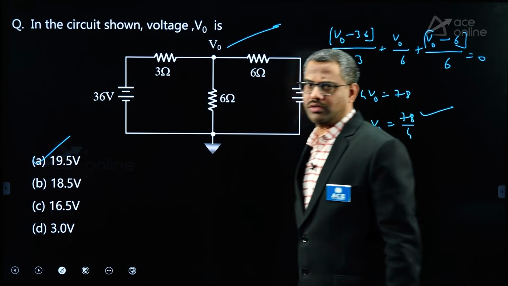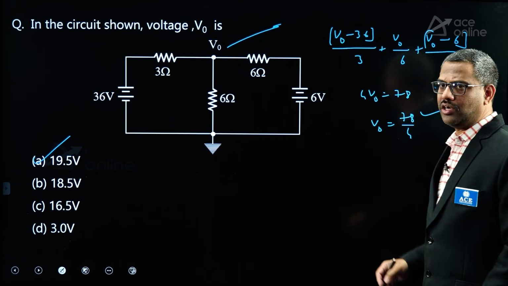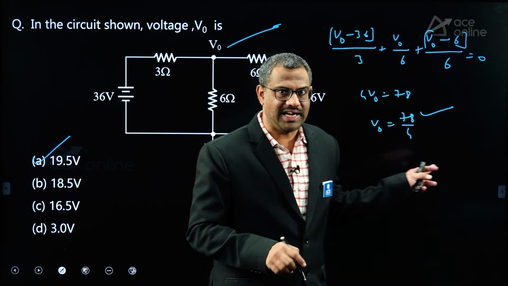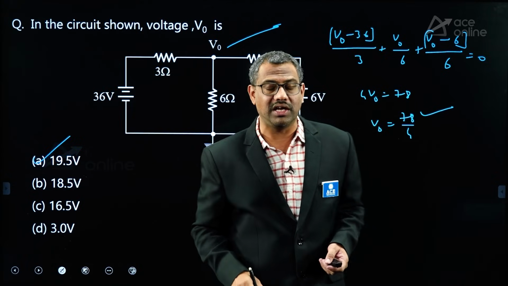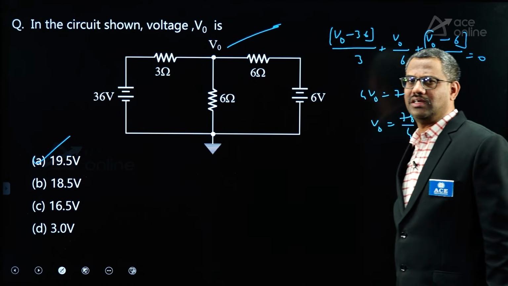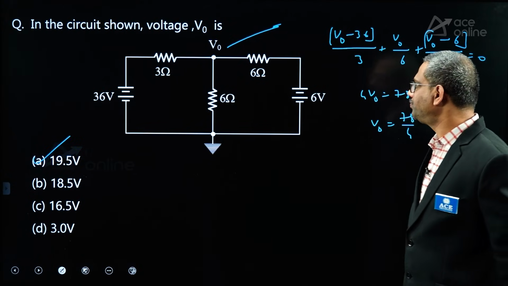Yes, 78 by 4. Almost, think about it, sir. See calculator, 80 by 4 is almost. See 78, nearest is 80 by 4 which is 20. Near to 20 is this 19.5. So no need of calculator.